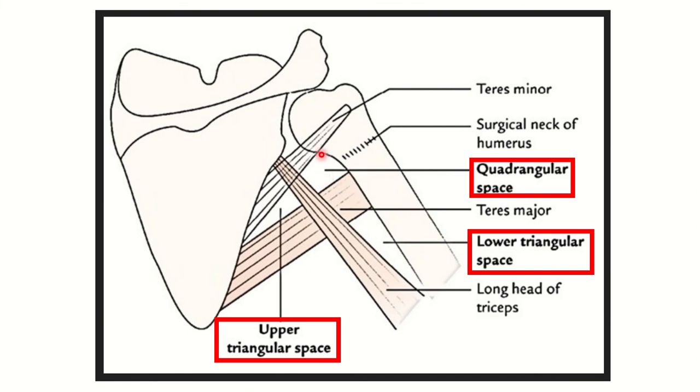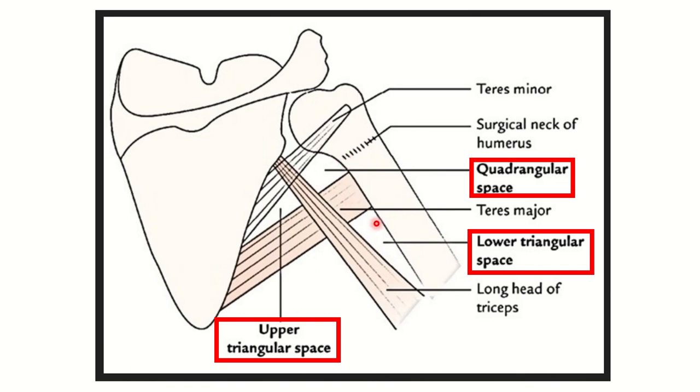Then the lateral part is formed by the humerus, and the medial part is formed by the long head of the triceps. So the quadrangular space is bounded superiorly by the teres minor, because the major is always below and the minor above, and the lower boundary is formed by the teres major. Medially it is formed by the long head of the triceps, and laterally by the humerus.